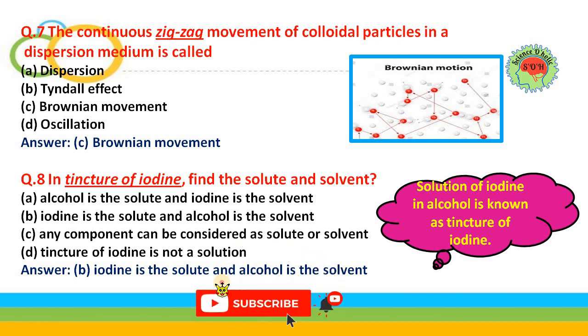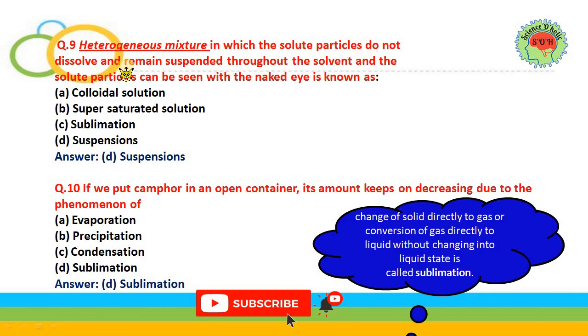Now let's see question number 9. A heterogeneous mixture in which the solute particles do not dissolve and remain suspended throughout the solvent, and the solute particles can be seen with the naked eye, is known as. Options are A, colloidal solution, B, supersaturated solution, C, sublimation, and D, suspension. So the correct answer for this is option D, suspension.